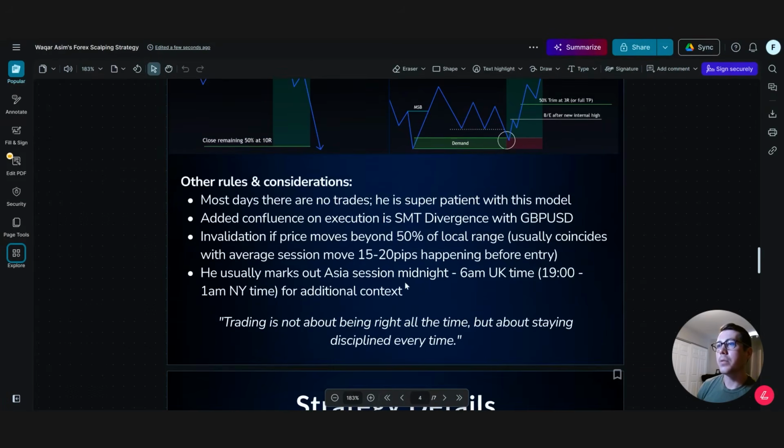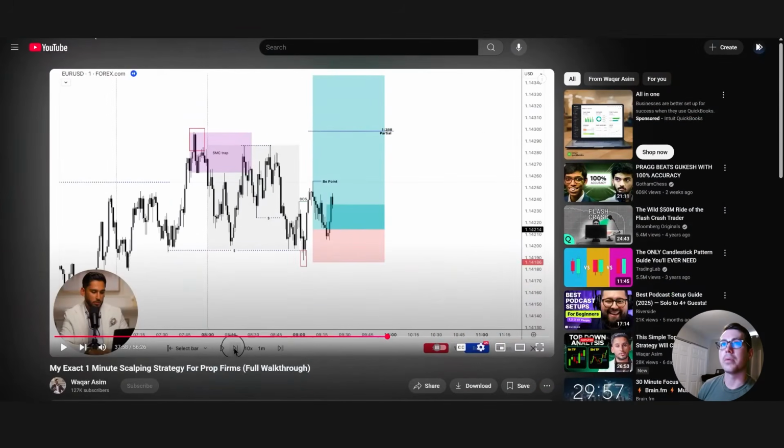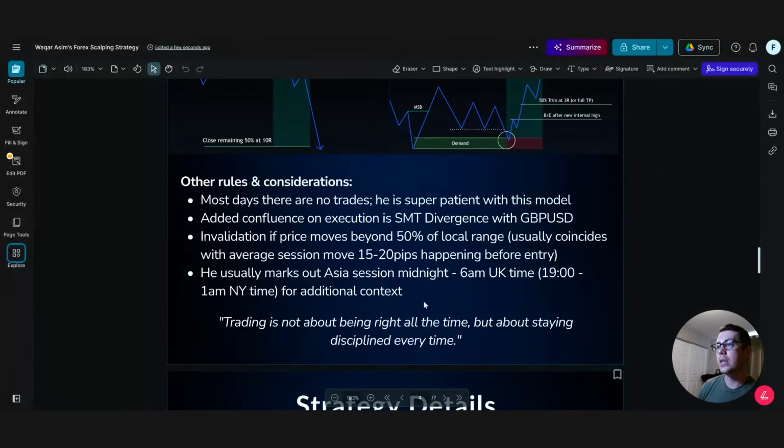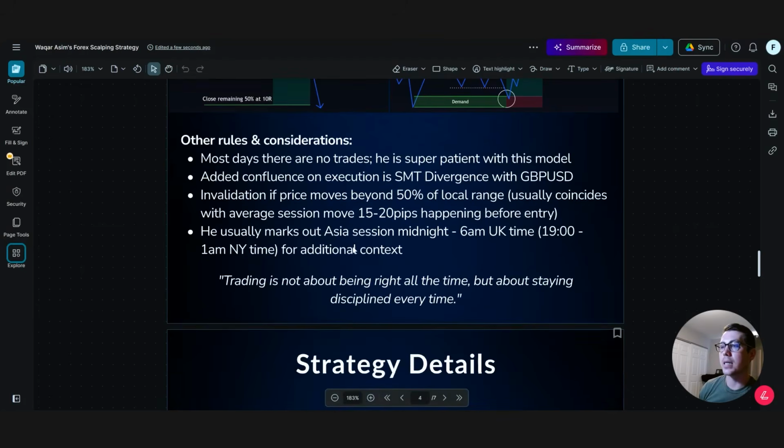And then he will also kind of mark out Asia session on his chart. I don't know if I have it here. You can't really see it, but he'll mark out Asia session basically between midnight and 6 a.m. UK time, or basically 1900 to 1 a.m. New York time, just for some additional context. Often after you see session liquidity sweeps, you'll get potential reversals as well. So it's just kind of an additional context he has.